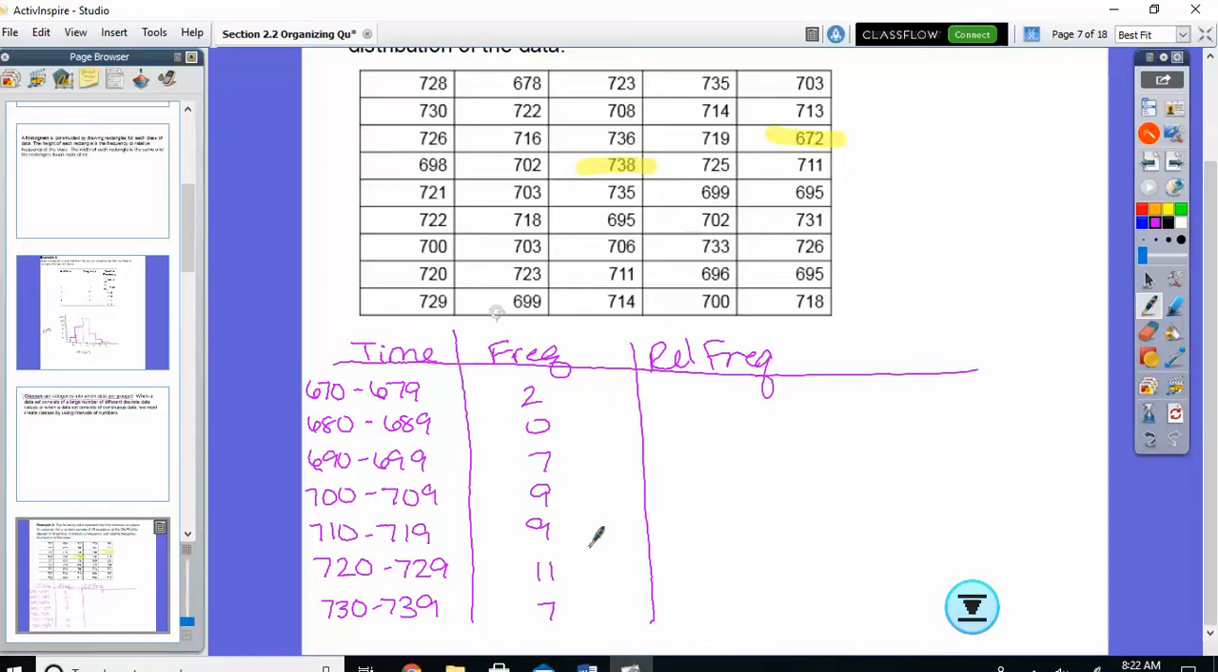Okay, how do we get our relative frequencies? All right, I told you that there were 45. If I didn't tell you, you would just count them. So then we'll just go through and divide by 45. So 2 over 45. How many decimal places do you have? Usually 3 to 4. 0 divided by 45.